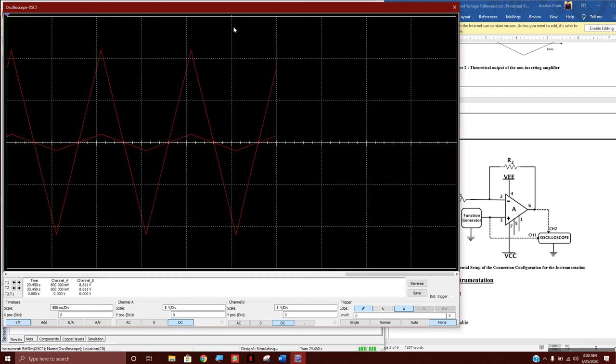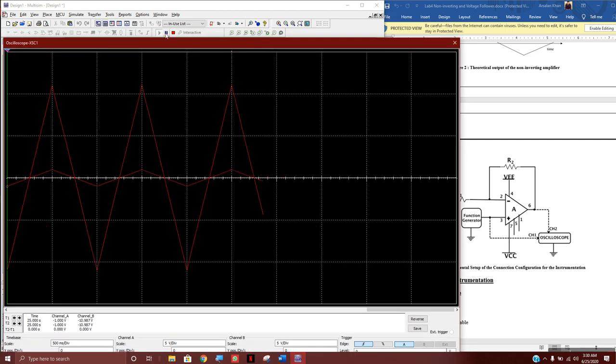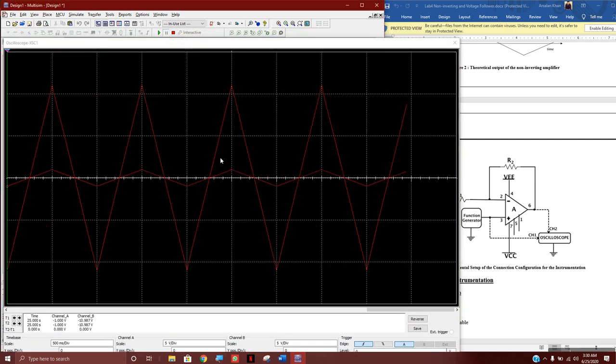As you can see here, I stop this at a good time. The small triangular wave we are getting, that is our input. That is 1 volt peak to peak. That means it's going 1 volt up and 1 volt down, which is equal to 2 volts exactly, but 1 volt peak to peak.